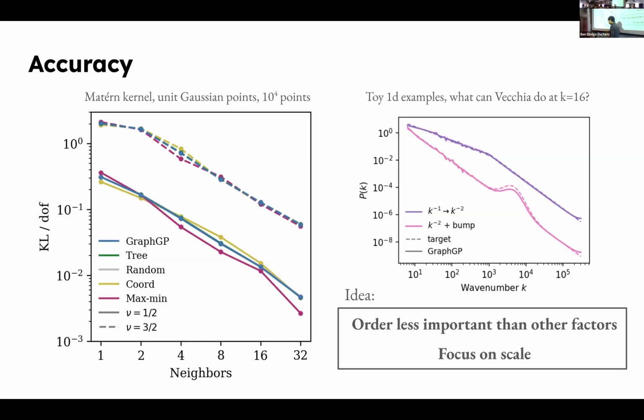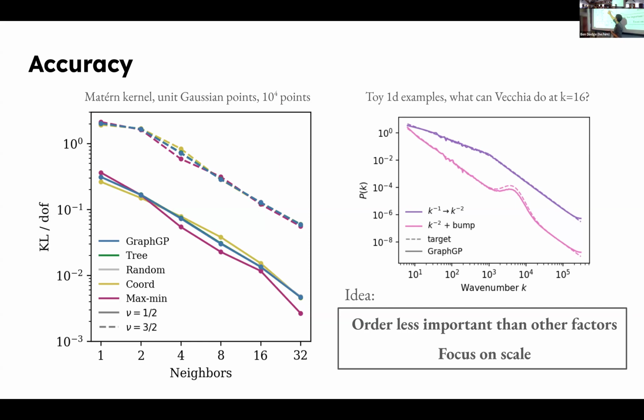You see that more neighbors is good. You see that longer range correlation, which is the dashed line, is harder to represent: the KL is bigger, which is bad. And then I plotted a bunch of different orderings, including this max-min ordering, which is from the literature, saying this is a better order to use for accuracy, which it is.